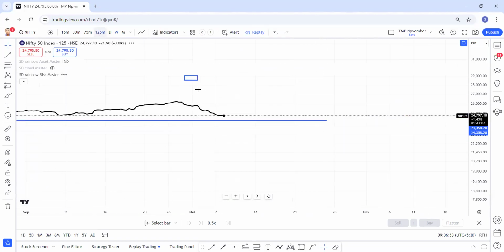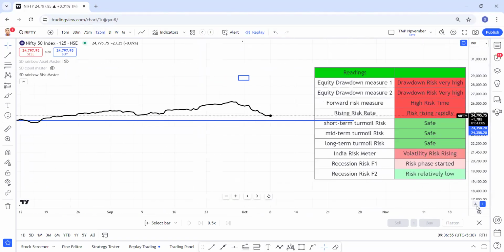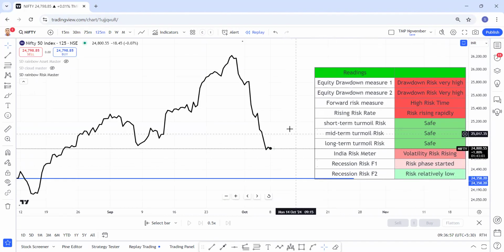So with the risk remaining elevated, what should we do? We should not participate in the market, or whatever we are participating in, keep the quantity on the much lower side. At least that is what I'll be doing.